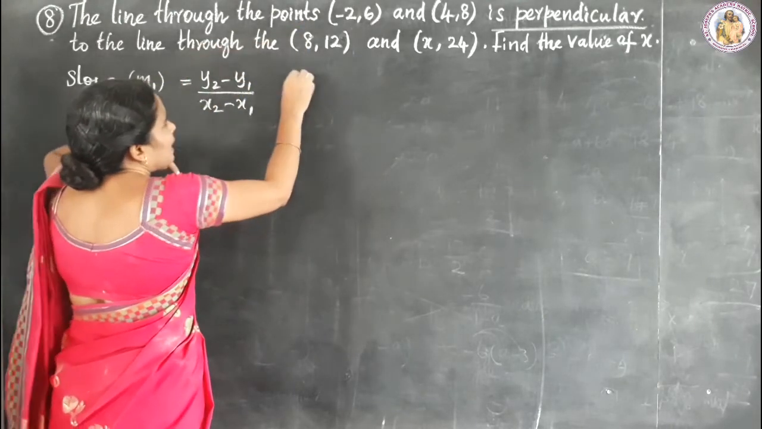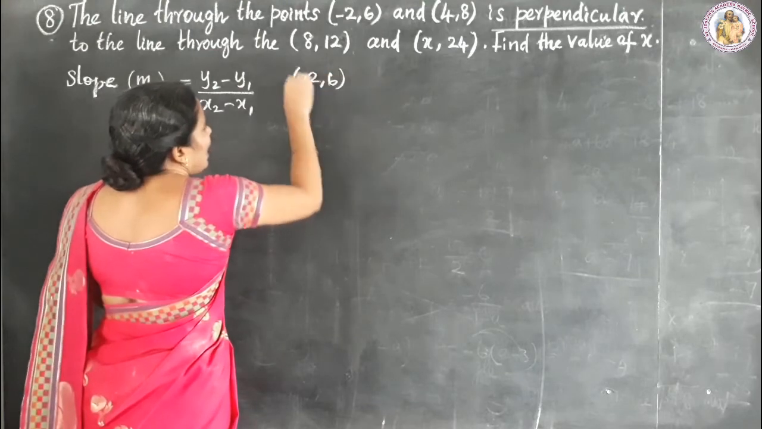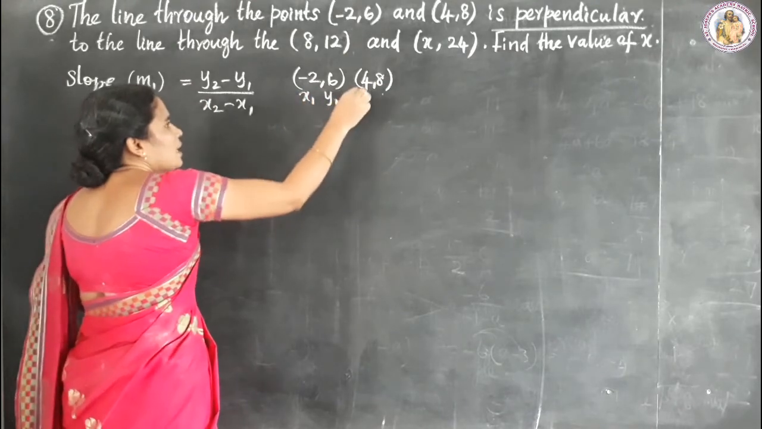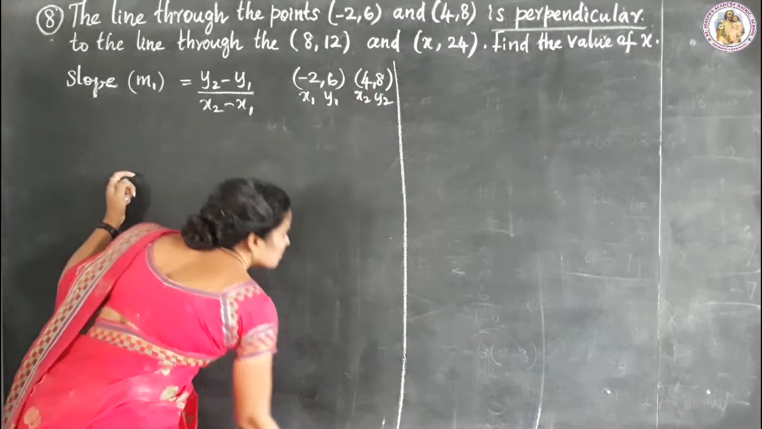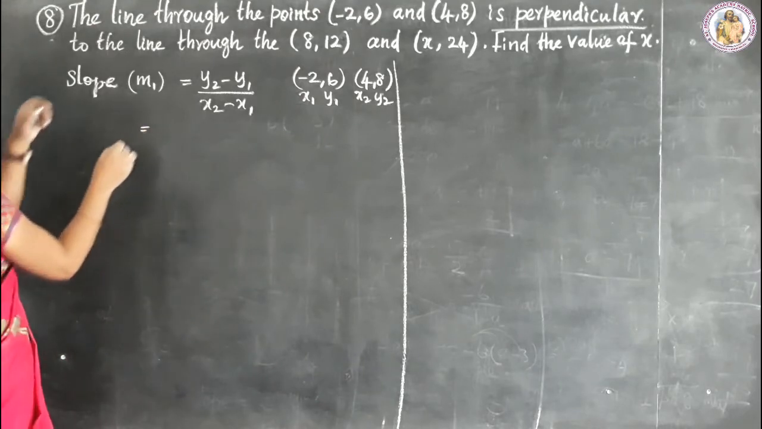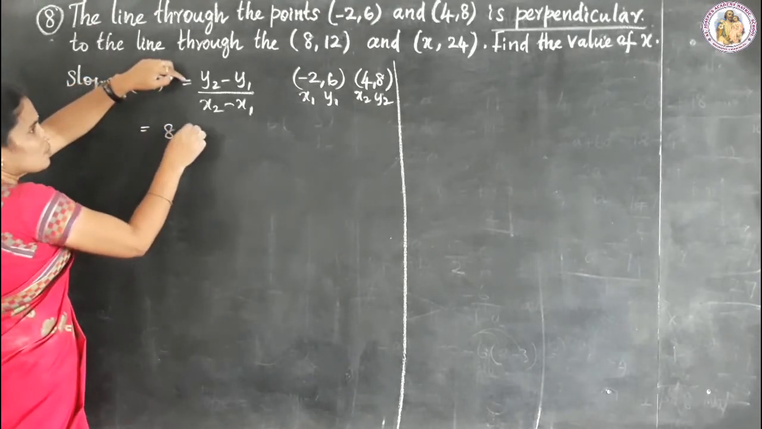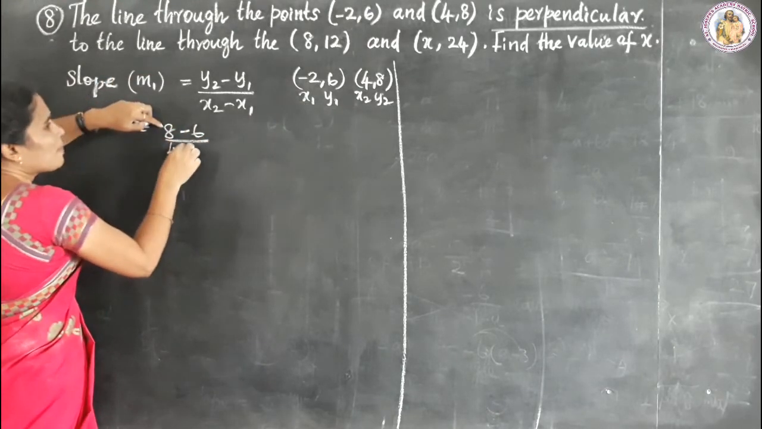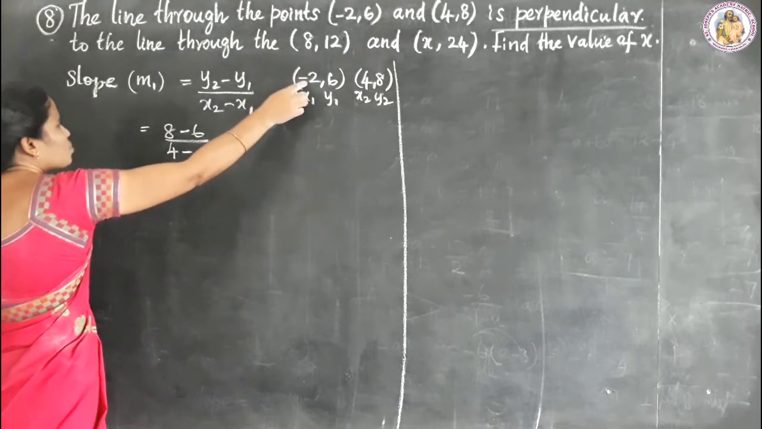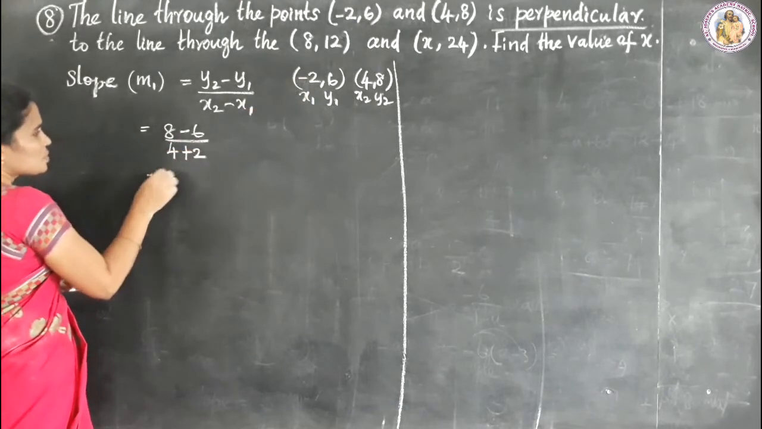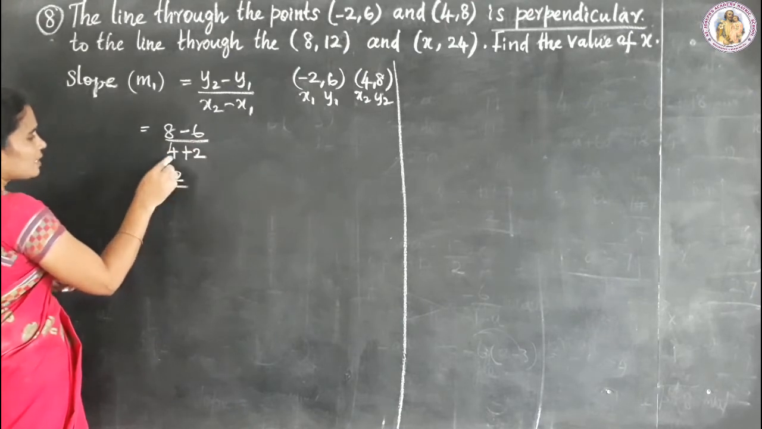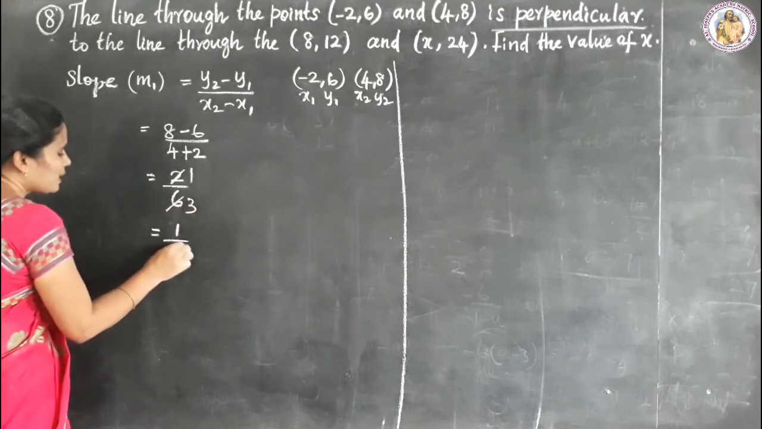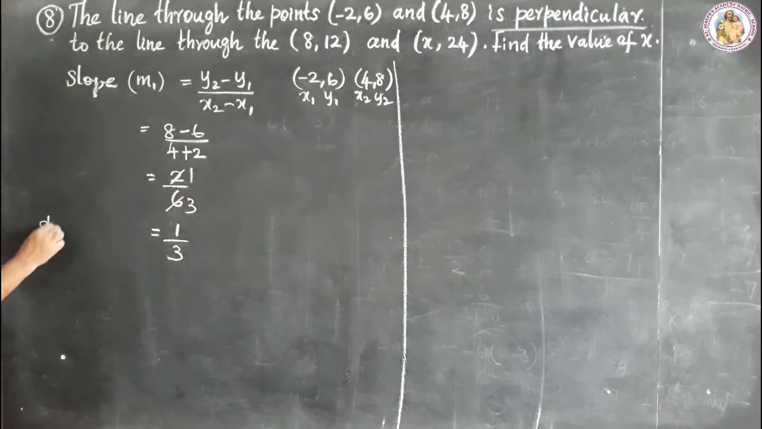Take the points as (minus 2, 6) and (4, 8), x1 y1 x2 y2. Now substitute the values. y2 is 8 minus y1 is 6 divided by x2 4 minus x1 is minus 2. Minus 2 when it comes in becomes plus 2. So 8 minus 6 is 2 divided by 4 plus 2 is 6, 2 ones are 2, 3 twos are 6. So 1 by 3. Slope m1 is equal to 1 by 3.